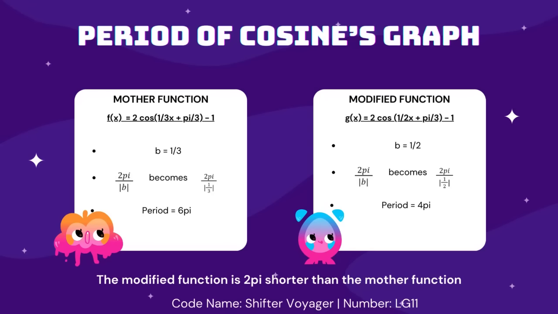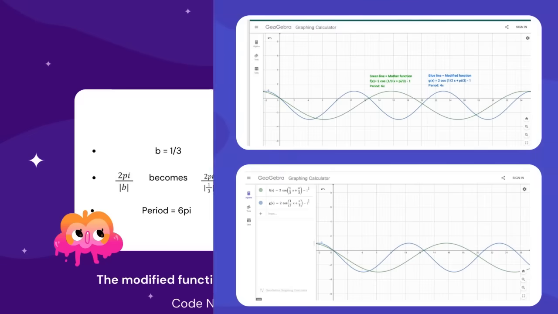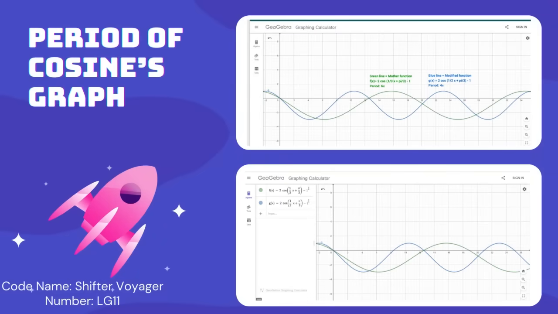Now, let us say that we are going to adjust the period section of the function. It would become g of x equals 2 cosine of the quantity 1/2 x plus pi over 3, minus 1. To find the new period, we plug 1/2 into the formula, 2 pi over the absolute value of b, which will become 2 pi over the absolute value of 1/2. This equals 4 pi. So, the period of the original function is 6 pi, and the modified function's period is 4 pi, which would mean if we plug it in a graphing calculator together, we would see that the modified function is shorter by 2 pi compared to the original function.